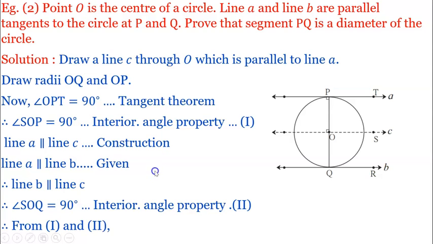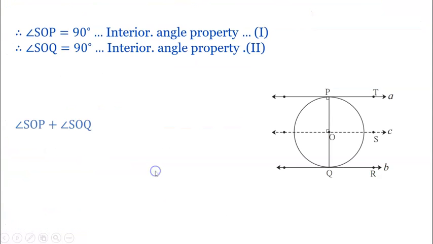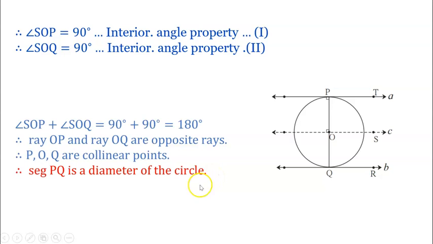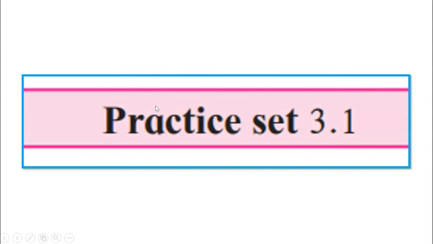Next, from 1 and 2, these two properties, measure of angle SOP plus measure of angle SOQ is equal to 90 plus 90, that is equal to 180 degrees. Therefore ray OP and ray OQ are opposite rays, therefore P, O, Q are collinear points. And therefore the segment PQ is a diameter of the circle. Now we'll start practice set 3.1.